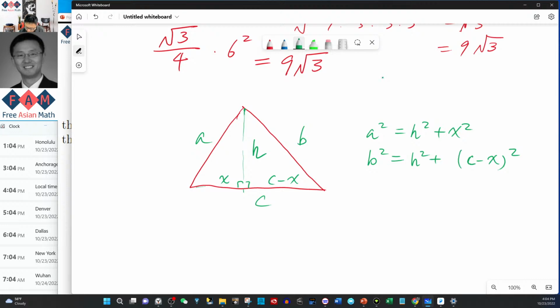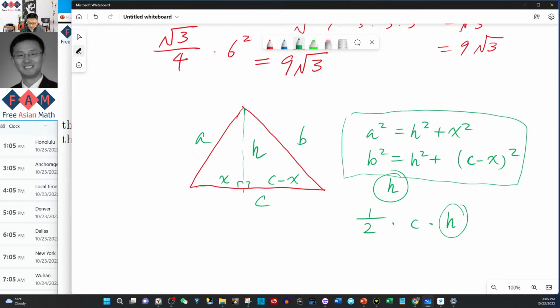So therefore, in theory, all we need is just some algebra. We have two equations, we have two variables, we are able to solve them. So all you need is just to solve for h. Then the formula for the area would be 1/2 times c times h. Whatever h you get from this not so easy system of equations, you will be able to plug it in. Okay, that's the general approach. So we are not going to do that, but everybody should know all the detailed steps of doing this.